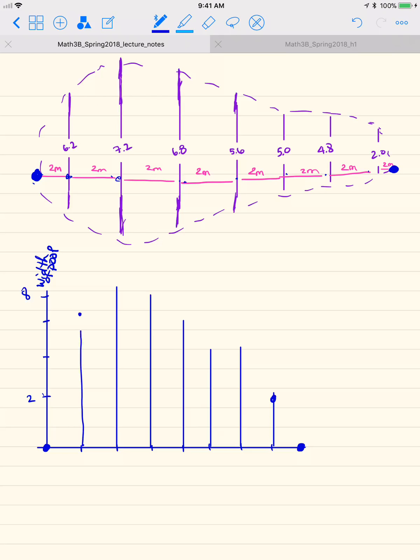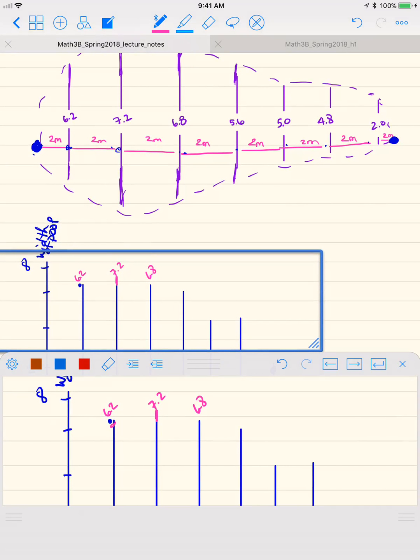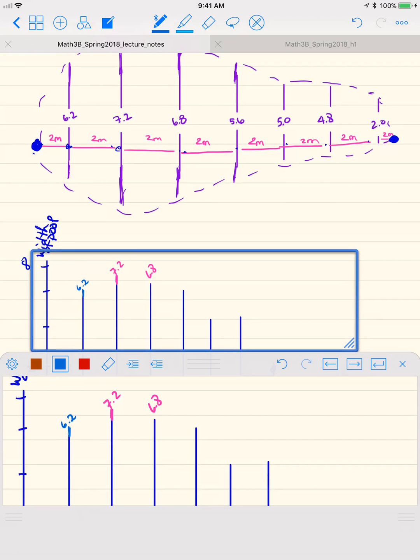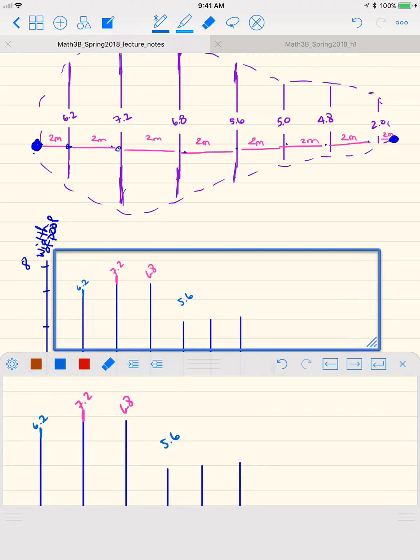Okay. Just so we can have a really neat picture here, let me put in a different color. So this first one here is going to be 6.2. Then this one is going to be 7.2, so it should be a little bit higher. And then this next one is going to be 6.8. Maybe this 6.2 needs to be lower. 6.8, 5.6, so that should be dramatically lower. And then a 5.0.